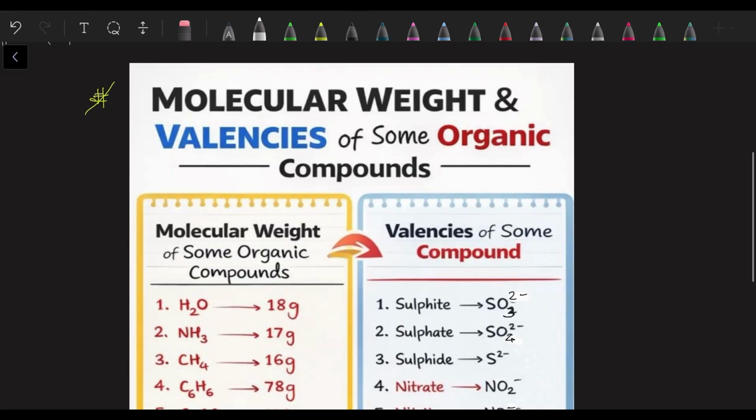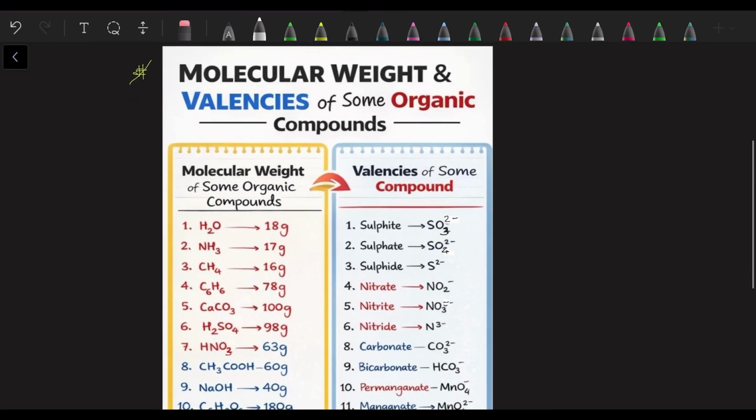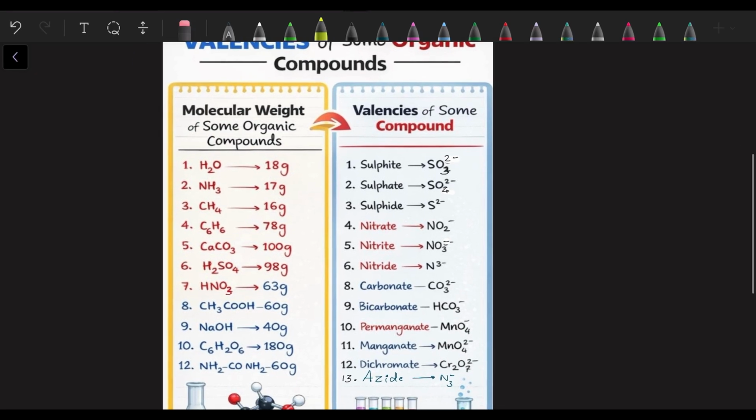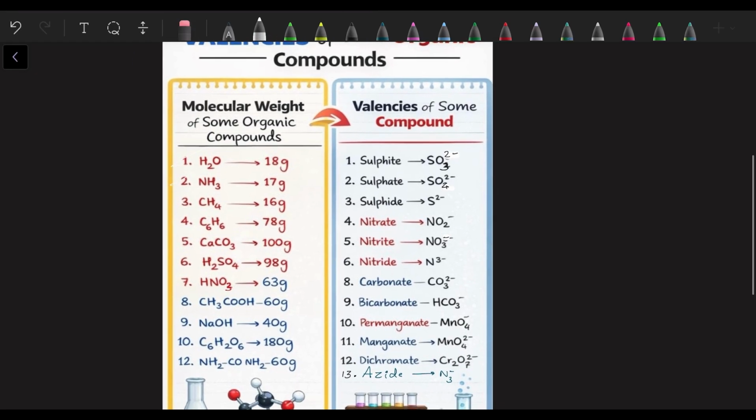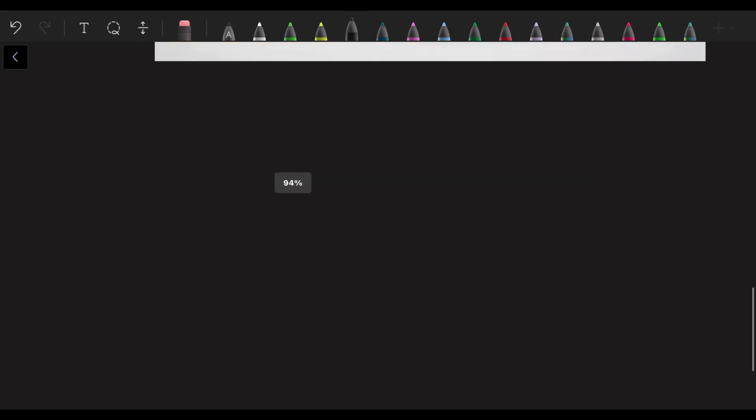For you people, I just made one more poster that is going to be helpful for you also. Here I made a list of molecular weights and valencies of some organic compounds. These are the basic molecules. You should remember the molecular mass along with the molecular structure and their valencies also. Please keep in mind these are important for solving the numericals also. We'll discuss one by one. So we'll go with this mole concept.